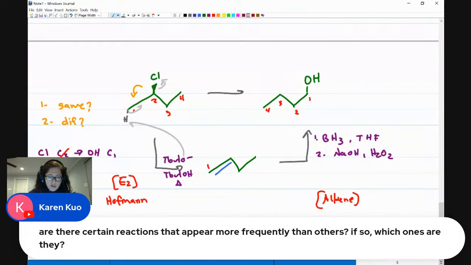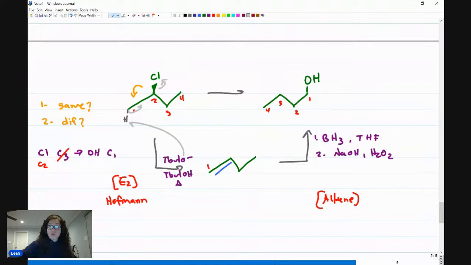Okay, I'm seeing more questions come in. Let's see. Are there certain reactions that appear more frequently? I can't answer that because it depends on what your professor is trying to test you on or what they choose. Some different professors like different reactions. So let's hold off on the Q&A. Let's go through a couple more practice problems and then we'll circle back to questions.